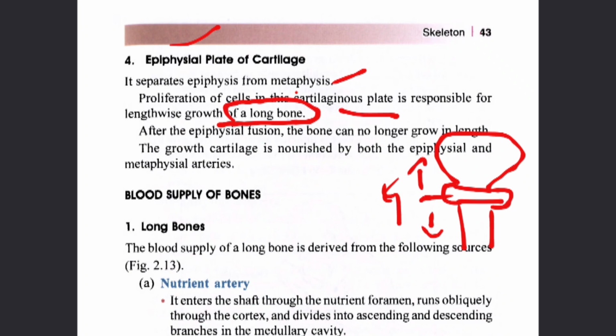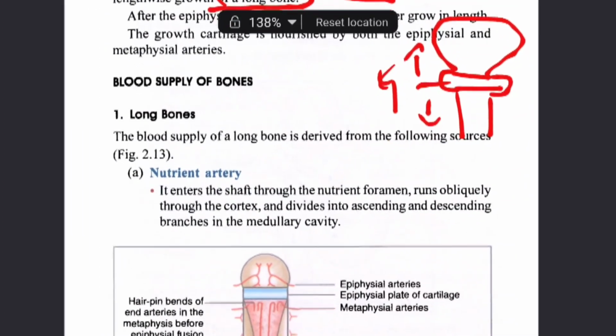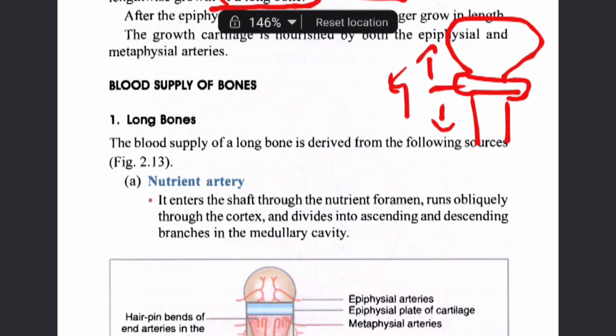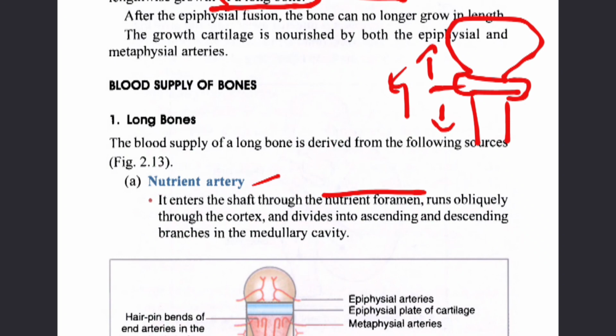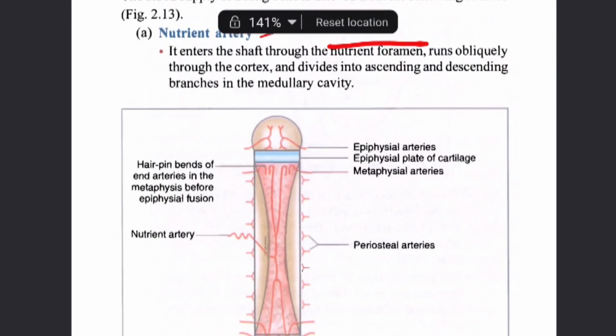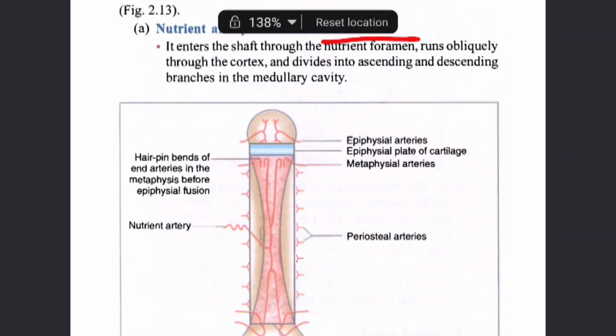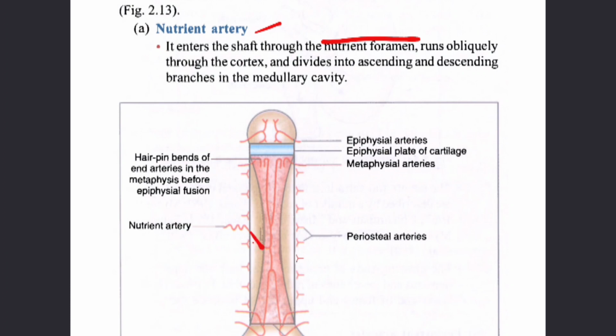Okay. So next we'll study the blood supply of bones. The blood supply of a long bone is derived from the following sources. First is the nutrient artery. It enters the shaft through the nutrient foramen. We have gone through this word. Let's see where this nutrient foramen is present. Here you can see the nutrient artery, where the space is there as a foramen where the artery embeds, runs obliquely through the cortex and divides into ascending and descending branches in the medullary cavity.